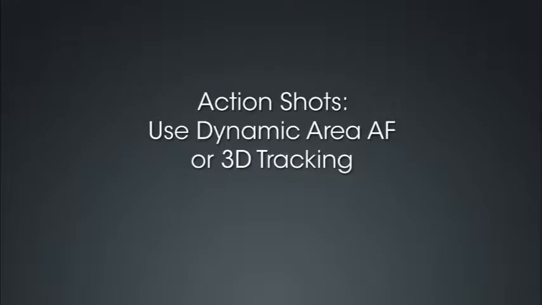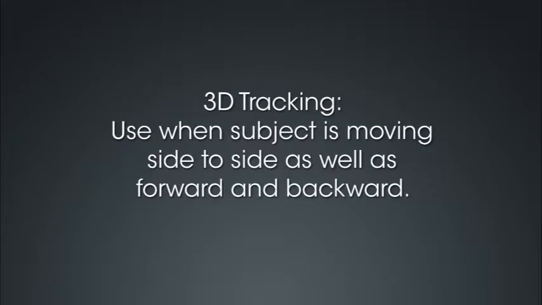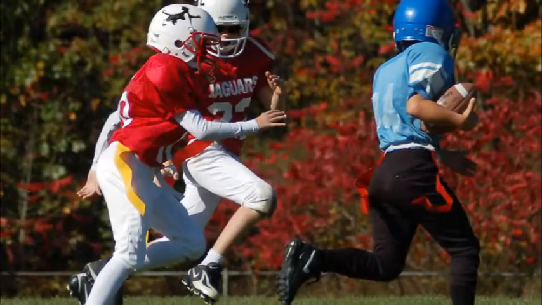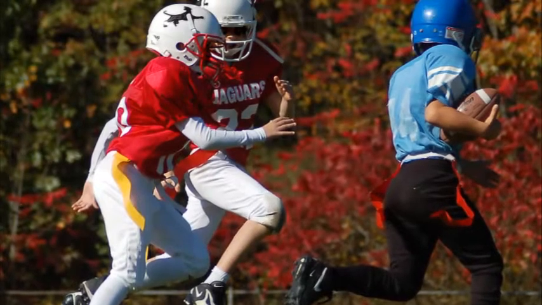After the autofocus mode is set to AFC, either dynamic area or 3D tracking would be a good choice for the autofocus area mode. The speed and predictability of the subjects would determine whether dynamic area or 3D tracking would be the better choice. If the action is somewhat predictable and the motion is generally from side to side, using dynamic area AF would get good results. If the action is more erratic and the motion is not only side to side but forward and backward as well, 3D tracking would be a good option. So when you're at a sporting event like a football game, you probably want to choose continuous servo AF for your focus mode.